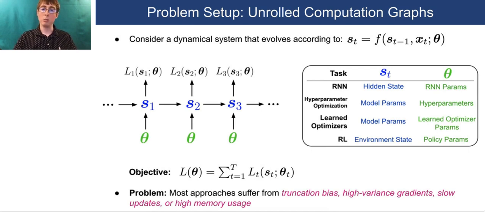Many applications in machine learning give rise to such unrolled computation graphs, including RNN training, hyperparameter optimization, training learned optimizers, and reinforcement learning. On the right, we show what the state and the parameters correspond to in each of these applications. Classic approaches to learning the parameters in unrolled computation graphs include backpropagation through time, truncated backprop through time, real-time recurrent learning, and approximations to RTRL. However, most of these approaches suffer from truncation bias, high variance gradients, slow updates, or have high memory usage.